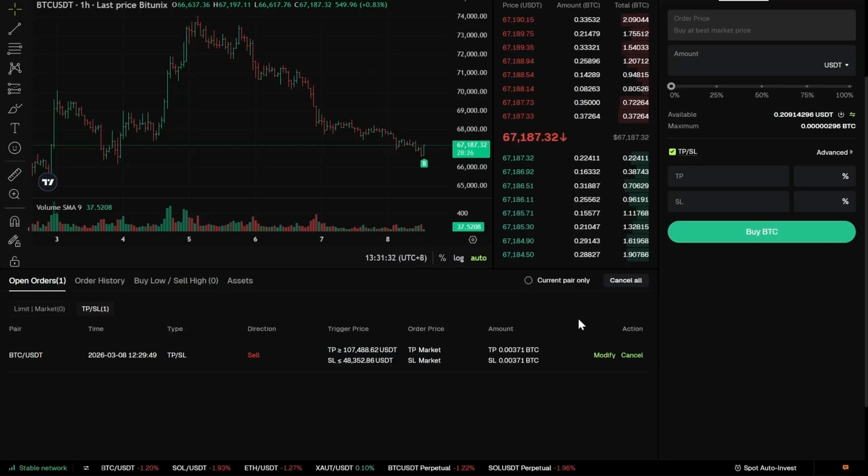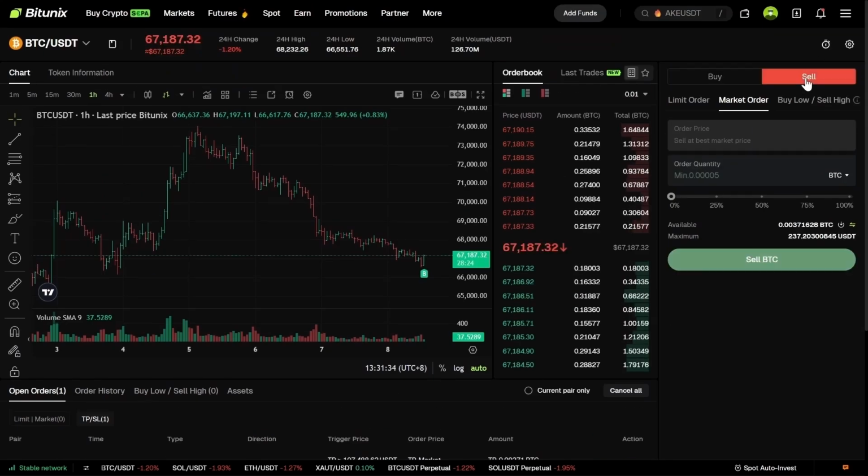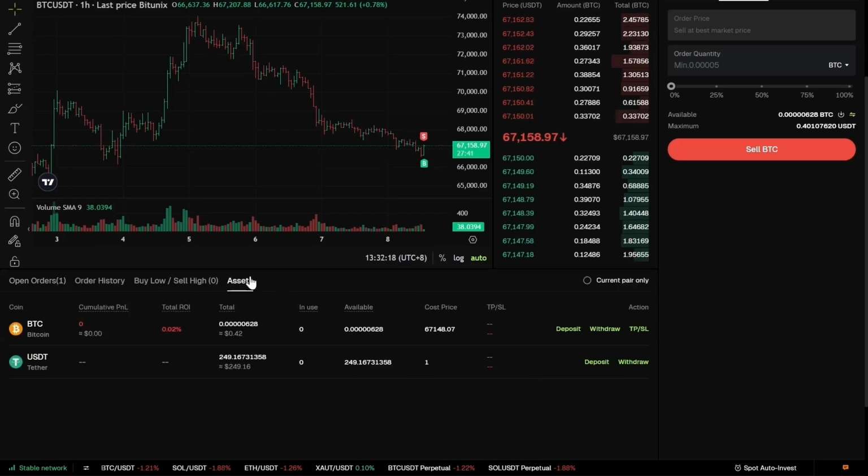To sell our Bitcoin, we can just head up here, decide on the amount we want to sell, and then sell our BTC. Again, under assets, we can now see that we have sold our BTC and we are mainly back into USDT.